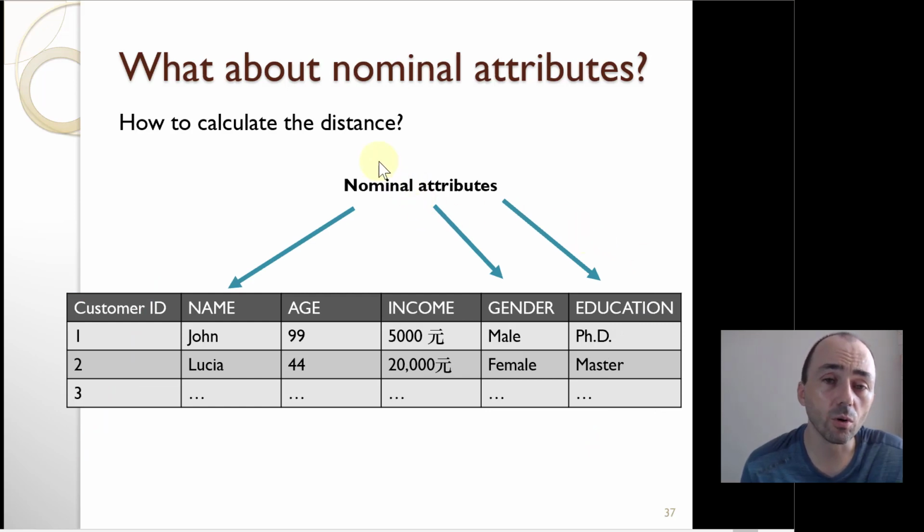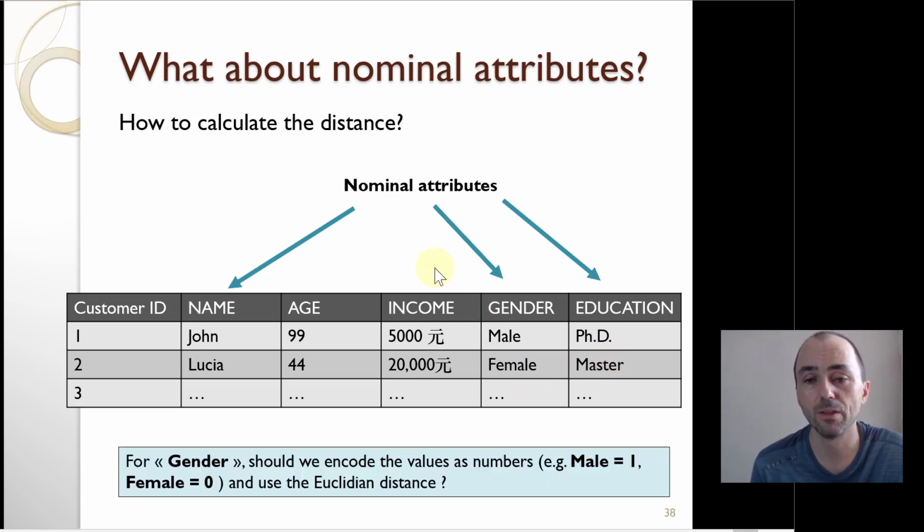Now, another question that is important to talk about. What about the nominal attributes? That means the attributes that are not numbers, like the name. It is a string, some text, or the gender, male or female, or the education, like PhD or master. So how do we deal with these attributes?